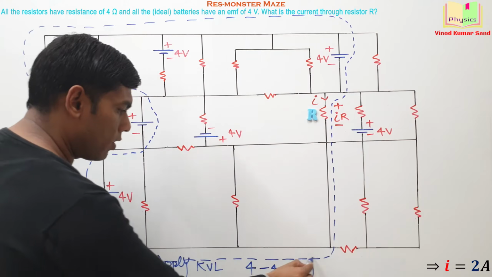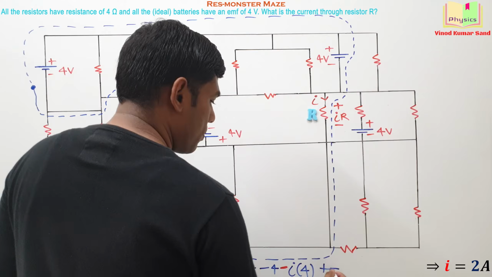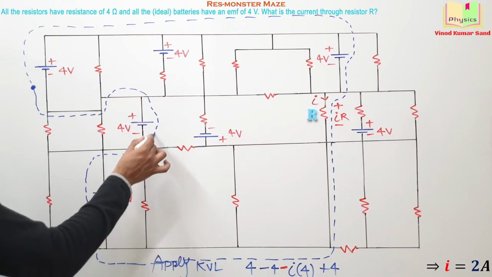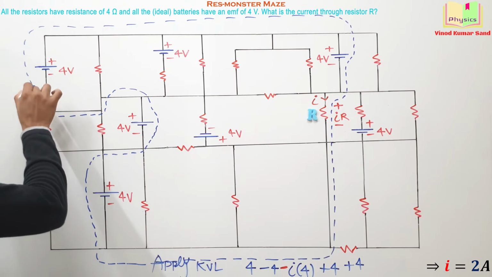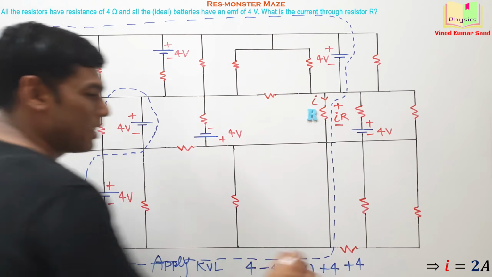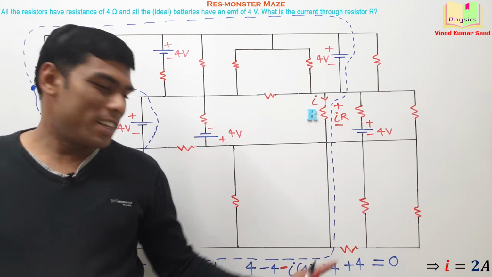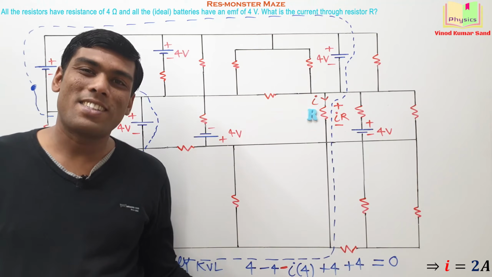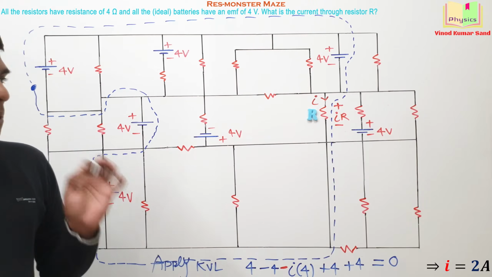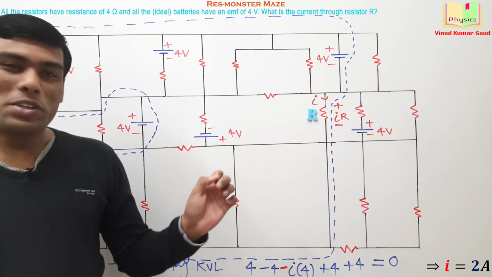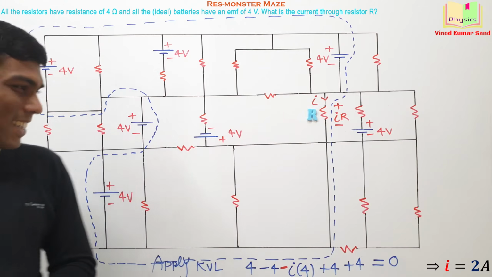Then going further along this path, this is plus 4, and going further along this path, this is plus 4 and then reaching back to the same point. Then it must be equal to 0. Simplifying this equation will give this unknown I, which is equal to 2 ampere. Okay, the brilliant solution. You note it down, then I'll present the detailed analysis of this circuit.